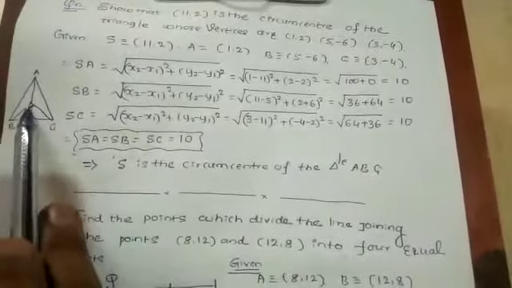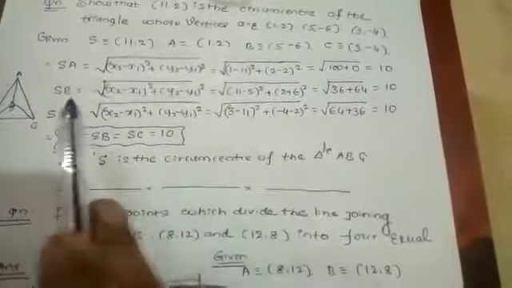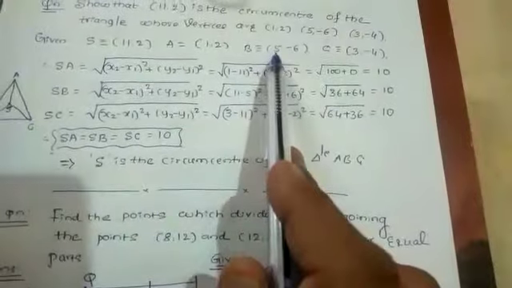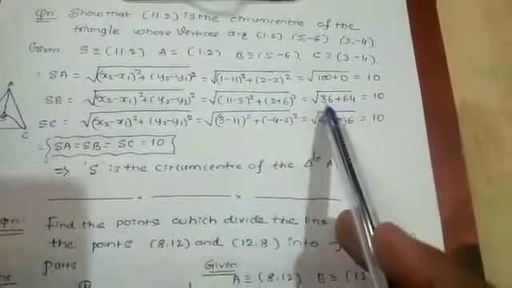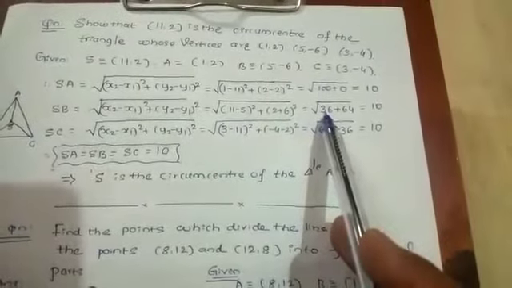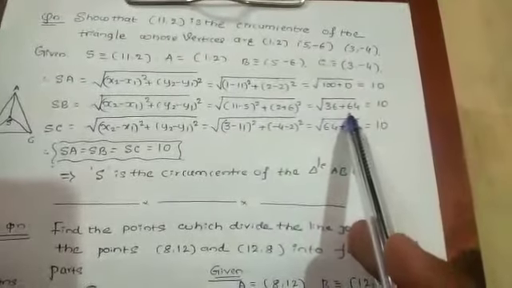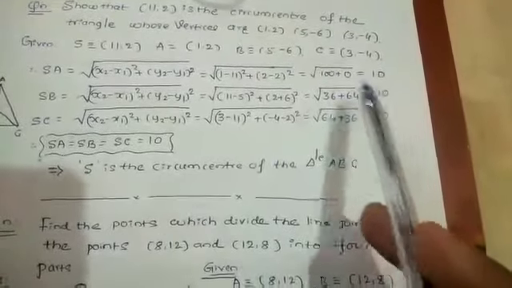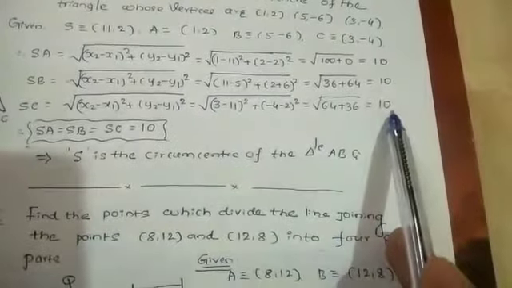Similarly, we have to consider the coordinates for SB and SC. Apply that same formula, so we will get SB. This is S and B, (x2 minus x1) whole square plus (y2 minus y1) whole square. So -1 minus 5, that is 6 square, that is 36, and 6 plus 3, so that is 8 square, that is 64. 64 plus 36 is root 100, so it is 10. Similarly, we will get SC by distance formula as 10.